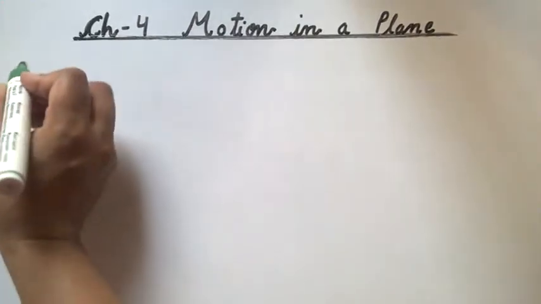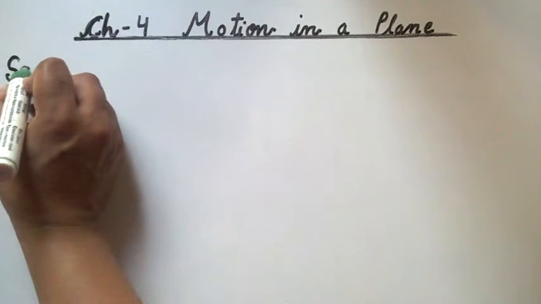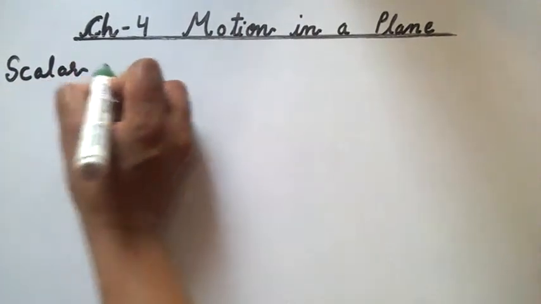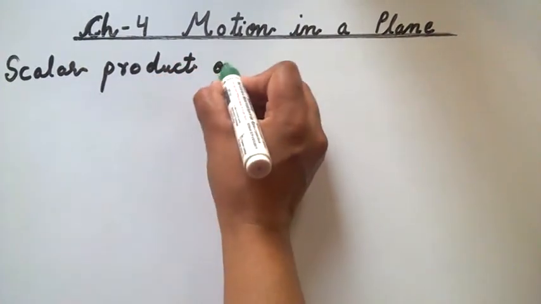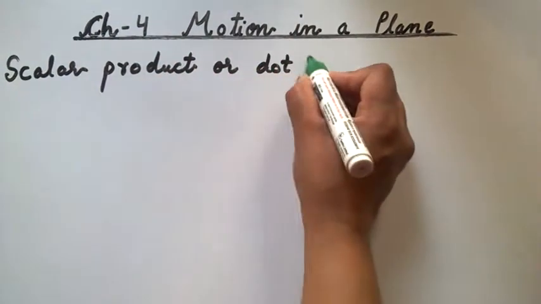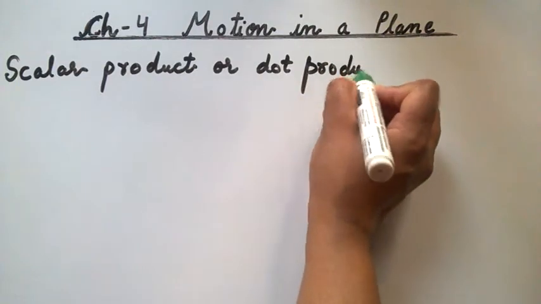One of the important topics of this chapter is the scalar product, also known as the dot product of two vectors.